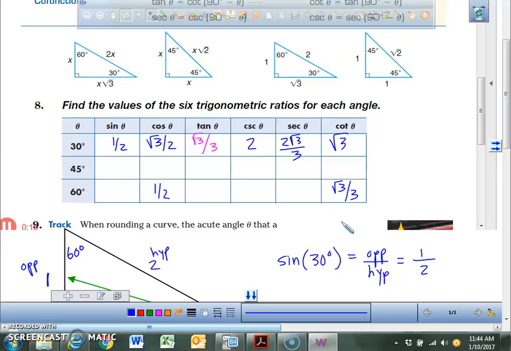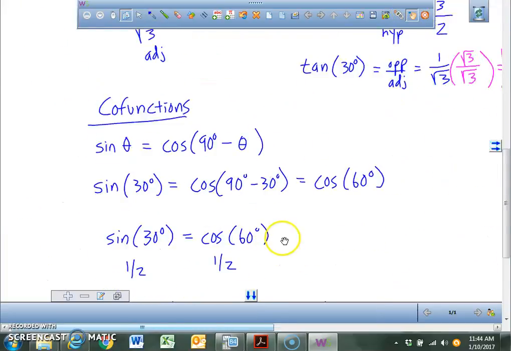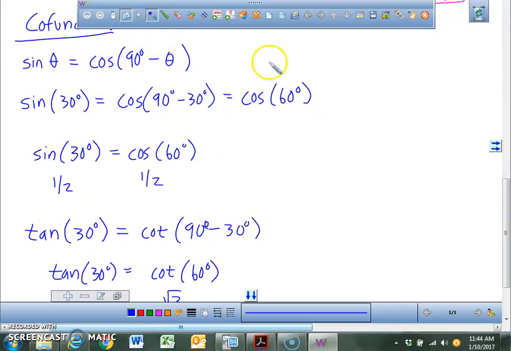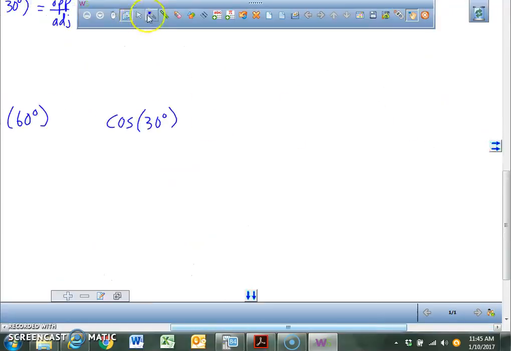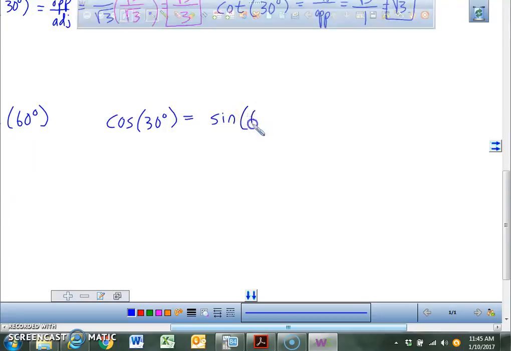But you notice how they're always complementary to each other. They always add up to 90. So if I said, what's the cosine of 30 degrees, what would that equal as far as sine? That should be the sine of what? 90 minus 30, which in this particular case, if that's 30, that has to be 60.